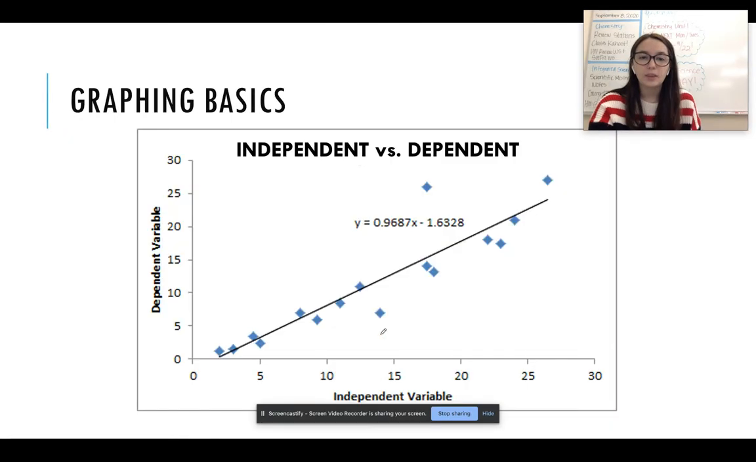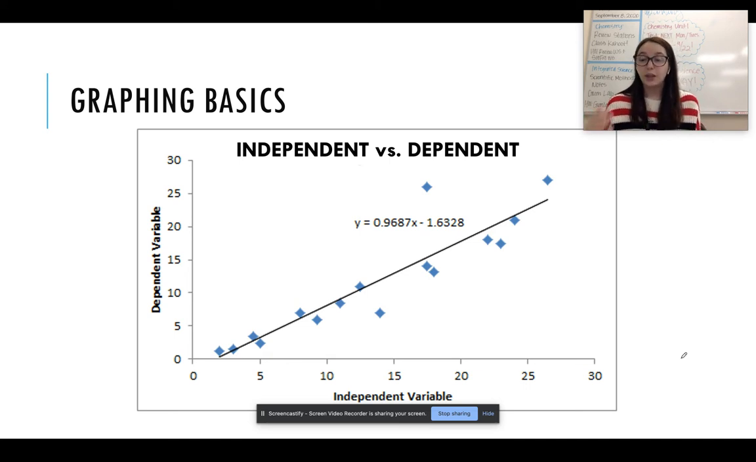All right, graphing basics. Your independent variable is always going to be your x-axis. Your dependent variable is always your y-axis, and your title is always your independent versus dependent. Now, when you start graphing, it's really difficult to grasp because sometimes you can't remember what goes on the x-axis or what goes on the y-axis.